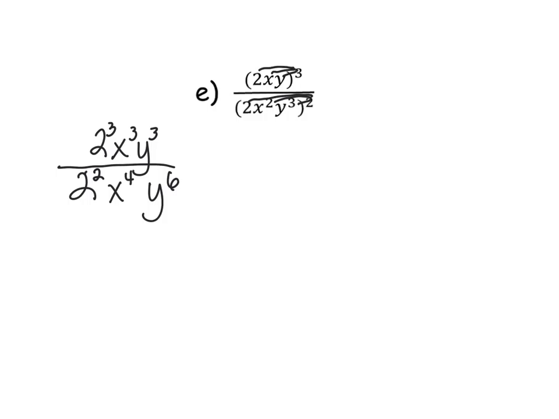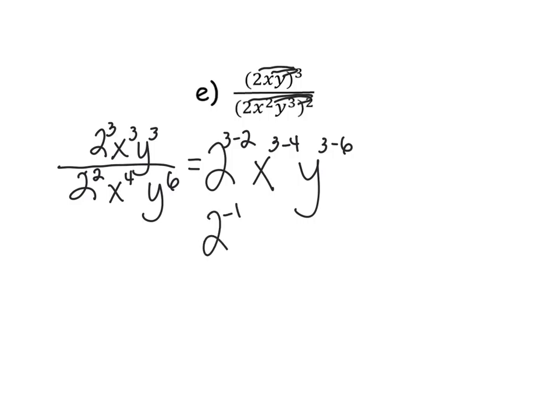Do you want me to do expanded form or do you want me to do the subtracting? Subtracting, okay. If you want to do expanded, do it on your own right now on your paper. Here we go. 2 to the 3 take away 2. X to the 3 take away 4. Y to the 3 take away 6. Subtracting the exponents. Two to the negative 1, x to the negative 1, y to the negative 3.